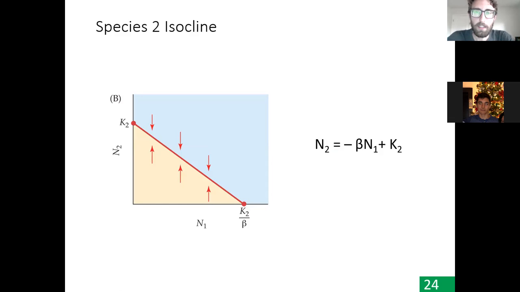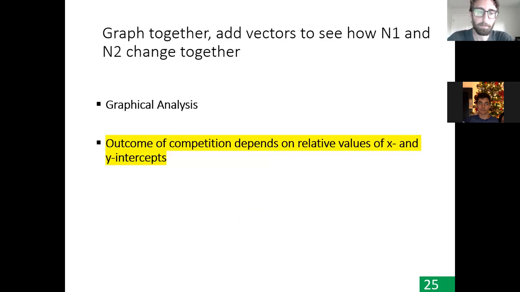All right, and as you can predict based on what we did with the predator-prey model, the next step is going to be graphing both of these isoclines together and determining what happens to both species at the same time. And it turns out that this is a little bit different than what we did with the predator-prey model. With the predator-prey model, we had horizontal and vertical lines for those isoclines. And so basically they had to intersect with each other. There was no way that a horizontal line can't intersect with a vertical line.